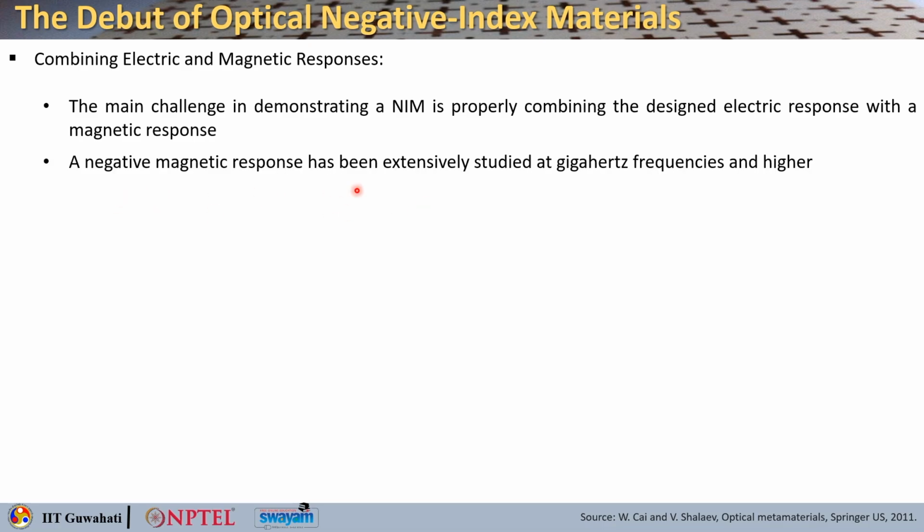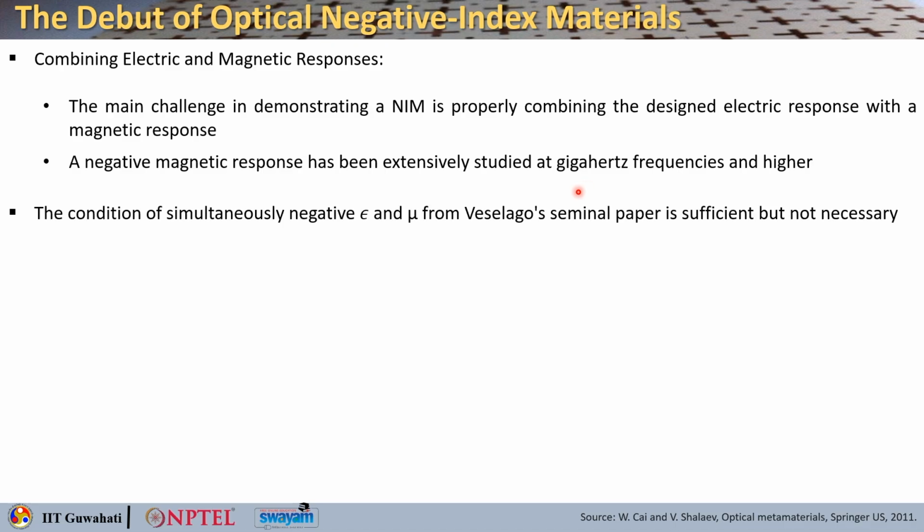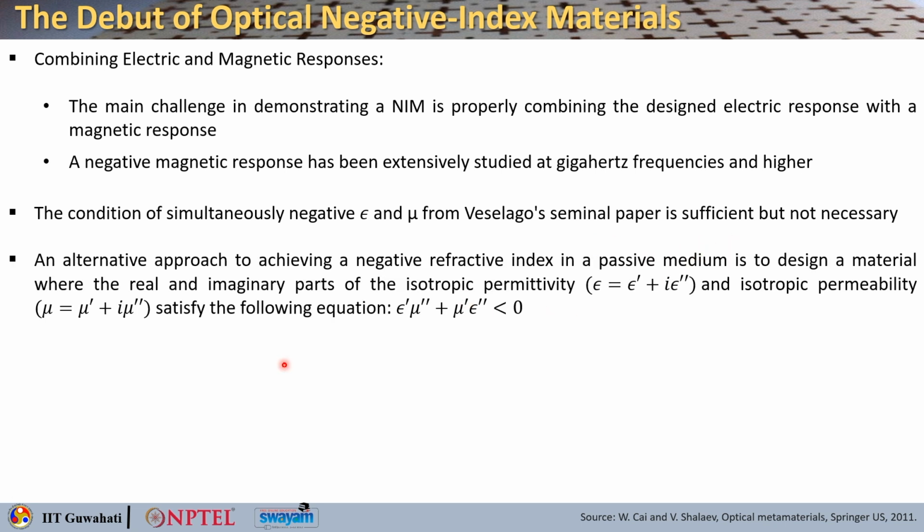So, a negative magnetic response has been extensively studied at gigahertz frequencies and higher. The condition for simultaneous negative epsilon and mu from Veselago's seminal paper is also reported to be sufficient, but not necessary.